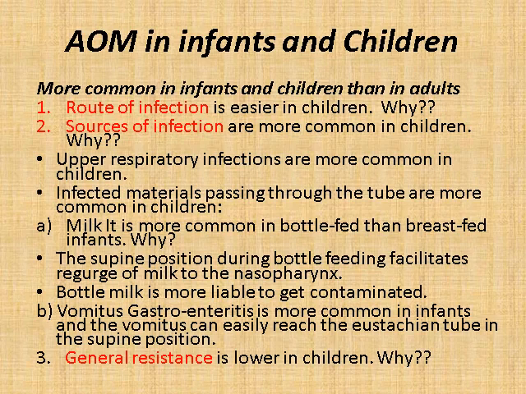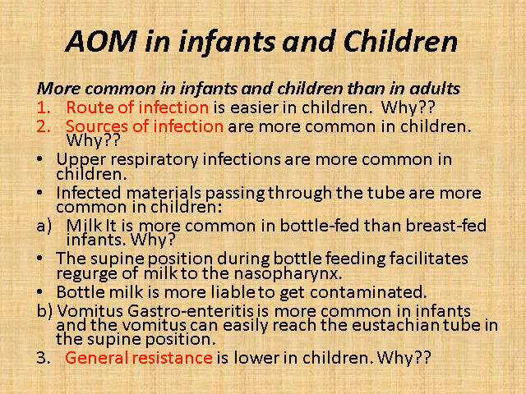Acute otitis media in infants and children. What are the predisposing factors that make children more susceptible than adults? First, the route of infection. We mentioned that the commonest route of infection for acute otitis media is the Eustachian tube. The Eustachian tube in infants and children is, as we earlier said, wider, shorter, and more horizontal, so the infection can easily reach the middle ear.